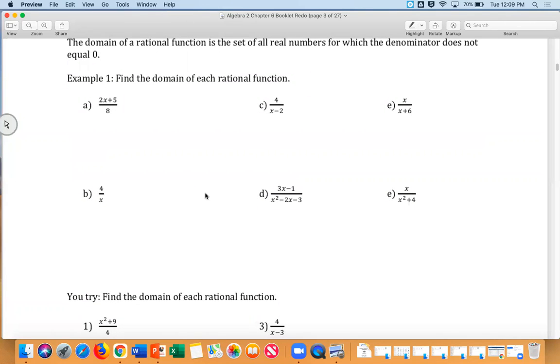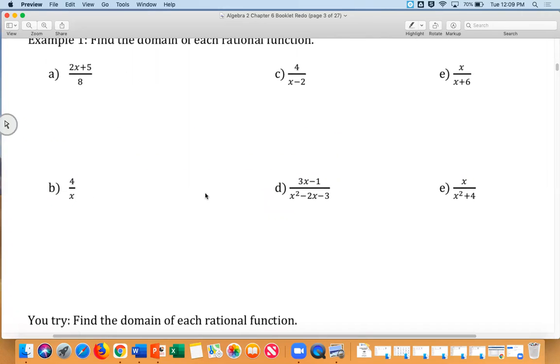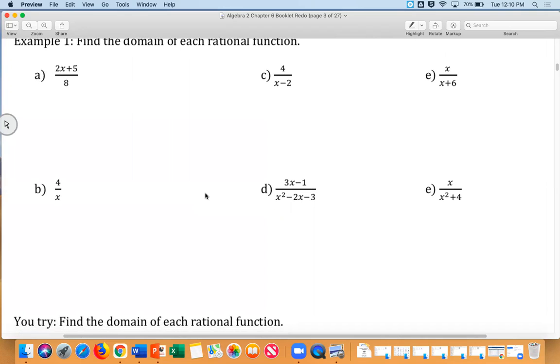First thing I'm gonna do is look at these and identify the denominators, okay? Like in A, eight's the denominator, and B, X, C is X minus two, D is X squared minus two X minus three, E is X plus six, and F is X squared plus four, okay? And I am just going to set each of those equal to zero, okay? I'm gonna work through probably two or three of these, and then I'm gonna let you guys practice on your own. So in the first one, that's my denominator.